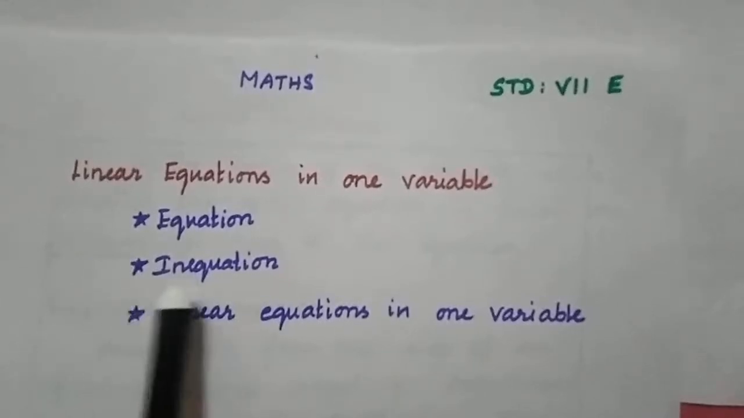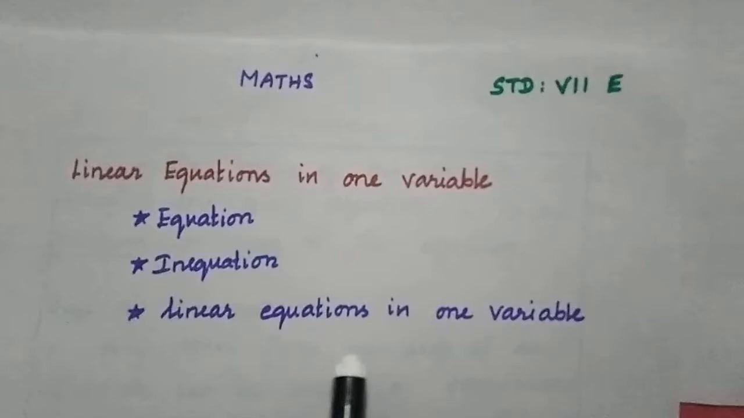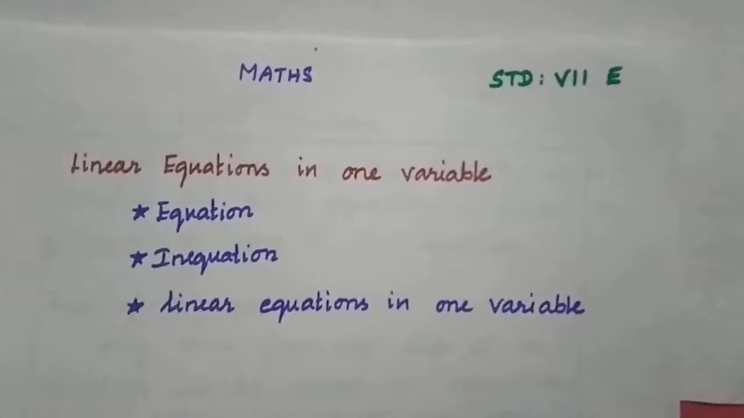What is an inequation? Two algebraic expressions when connected with the sign of inequality, that is either less than or greater than, form an inequation. What is a linear equation in one variable? An equation which contains only one variable with highest power 1 is called a linear equation in one variable.